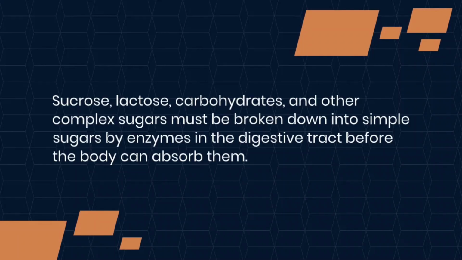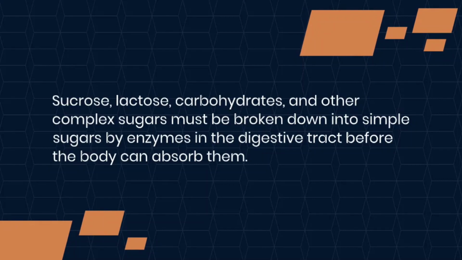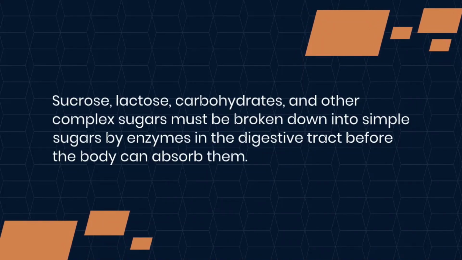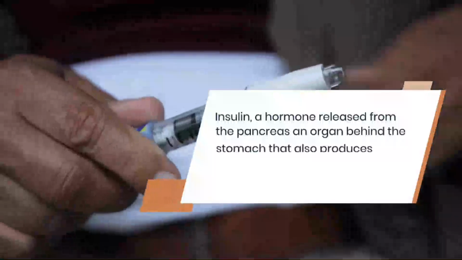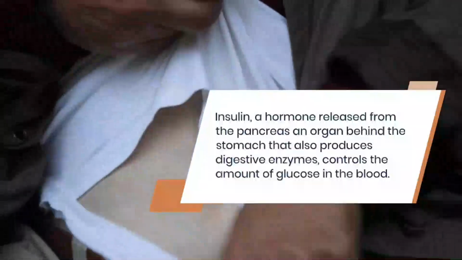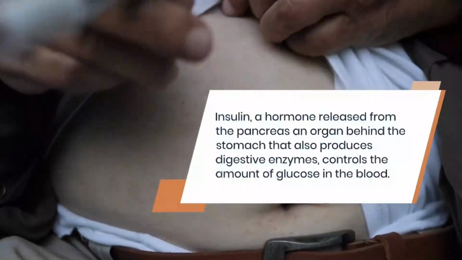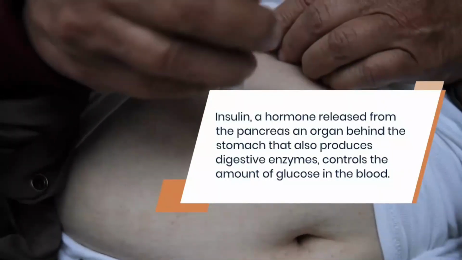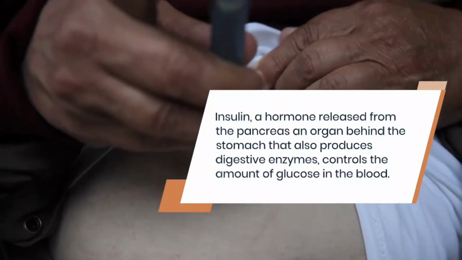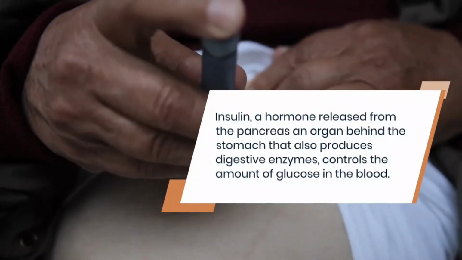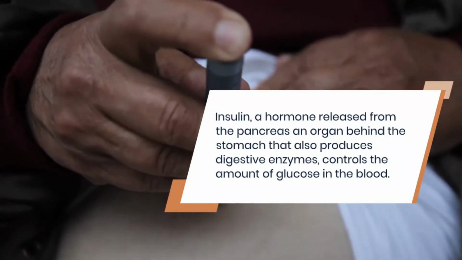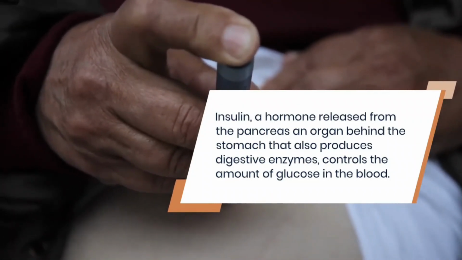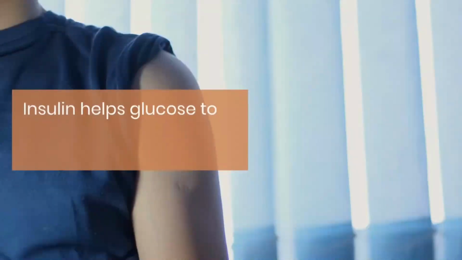Sucrose, lactose, carbohydrates, and other complex sugars must be broken down into simple sugars by enzymes in the digestive tract before the body can absorb them. Once the body absorbs simple sugars, it usually converts them all into glucose, which is an important source of fuel for the body. Glucose is the sugar that is transported through the bloodstream and taken up by cells. The body can also make glucose from fats and proteins. Blood sugar really means blood glucose.